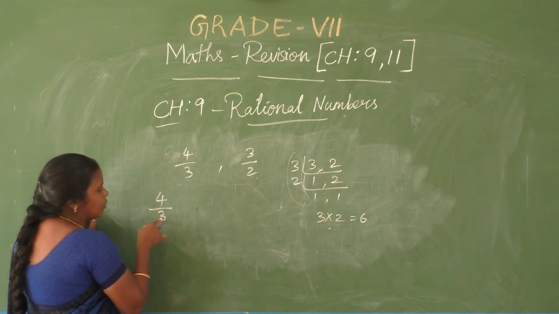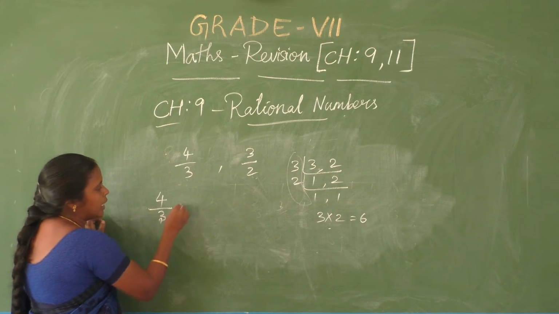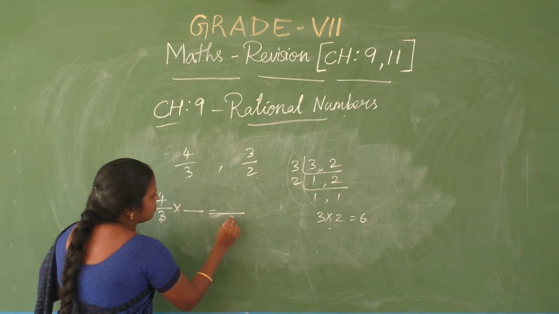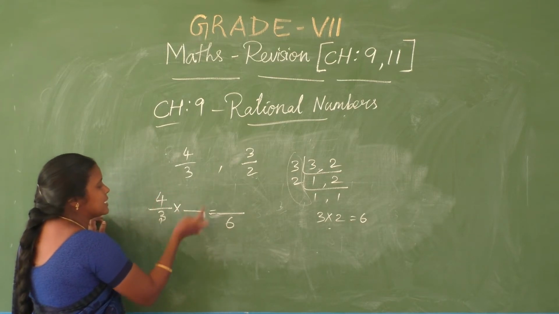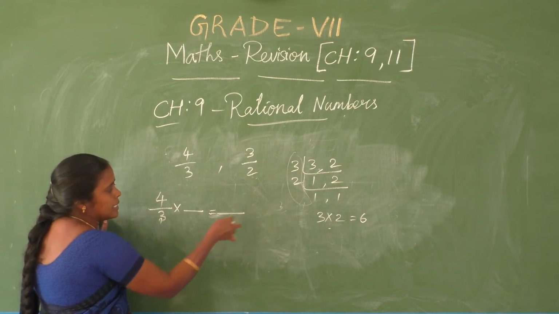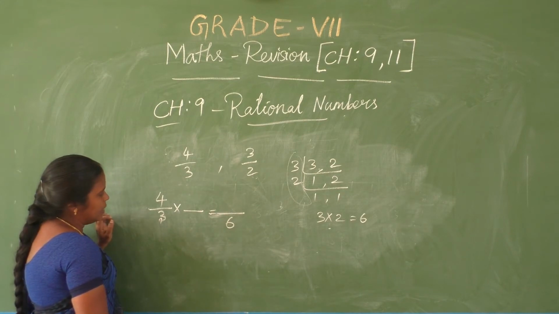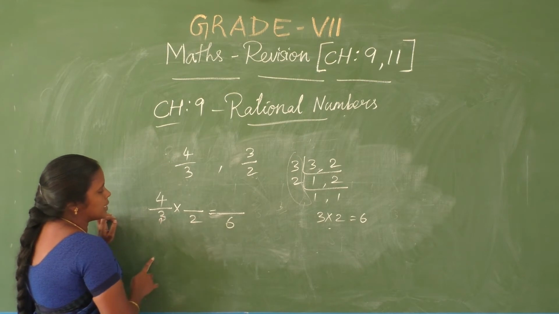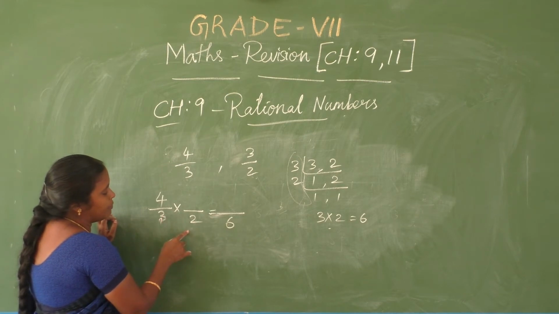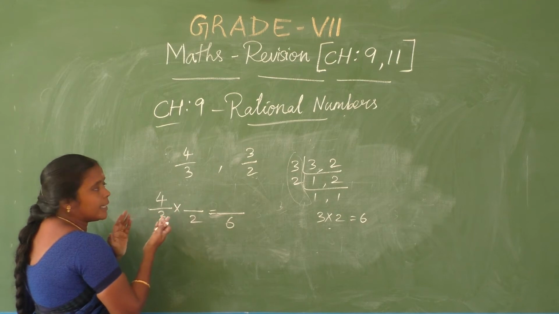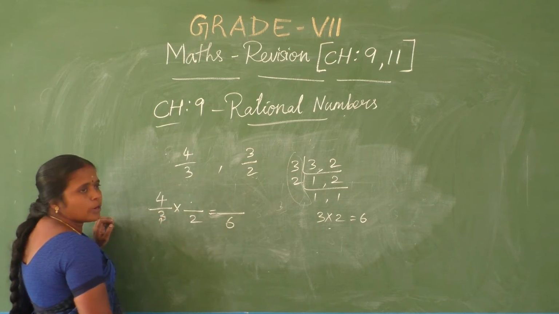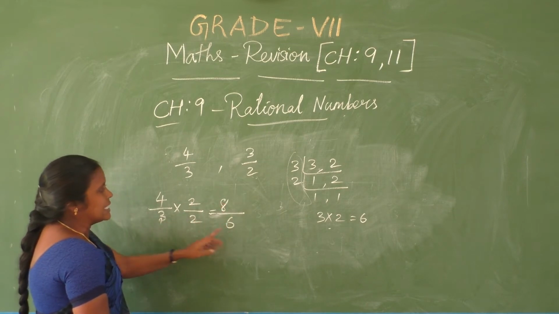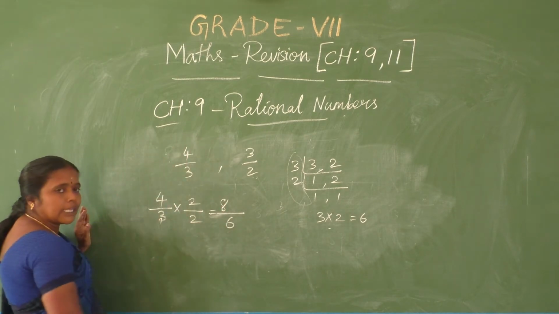The LCM answer is 6. I want 6 here, so what am I going to do? I have to multiply this by some other number to have the LCM answer in the new denominator. So 3 into dash equals 6: 2. 3 2s are 6. If I multiply the denominator by 2, for making it equivalent, what am I going to do? The numerator also I have to multiply. So 4 2s are 8. So 8 by 6 is the equivalent fraction of 4 by 3.